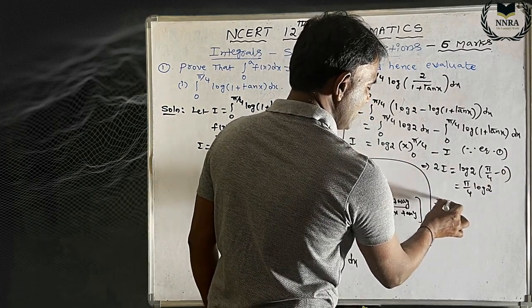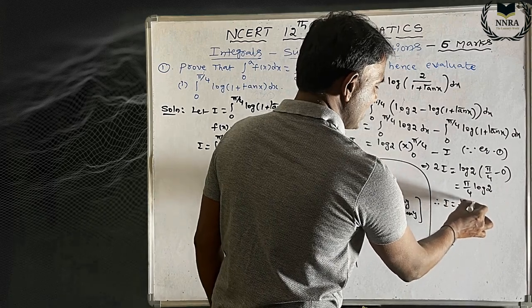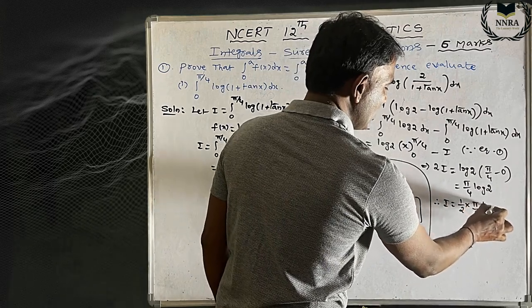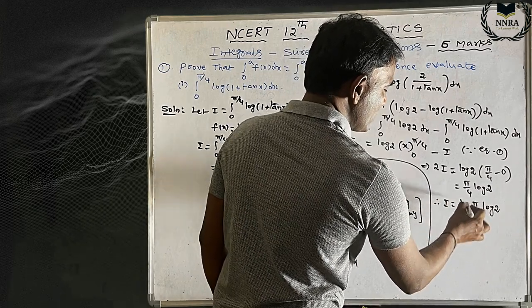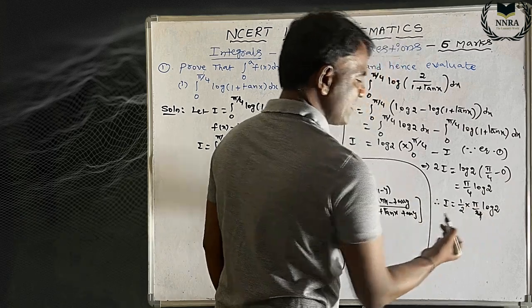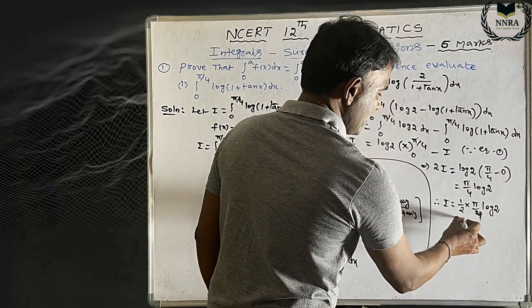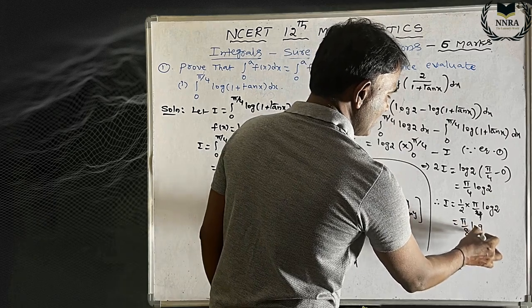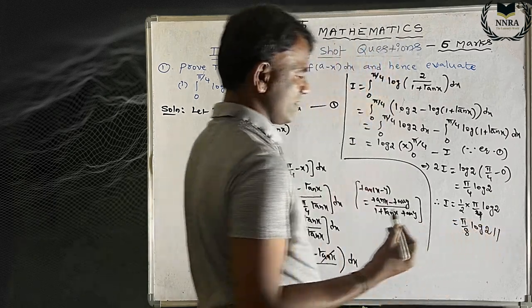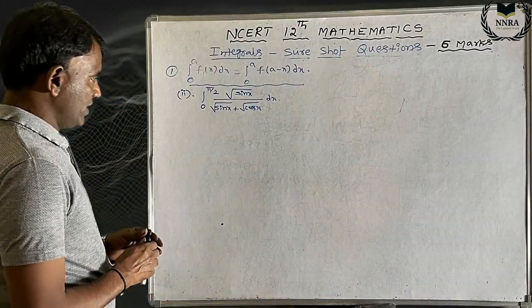But we want the I value. That can be written as 1 by 2 into pi by 4 log 2. So 1 by 2 into pi by 4, right? So 2 into 4 is 8. Then pi by 8 into log 2 is the final answer. Okay, now this is the second question.